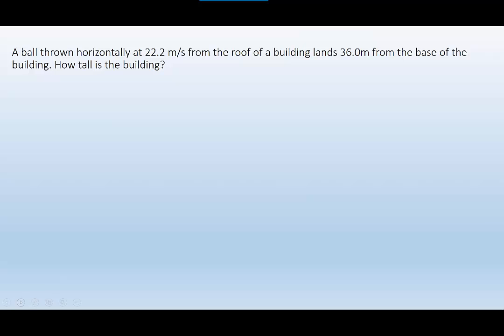Let's start with this one. A ball is thrown horizontally at 22.2 meters per second from the roof of a building, and it lands 36 meters from the base of the building. How tall is the building? Well, as is always the case in these, we should start by drawing a picture.